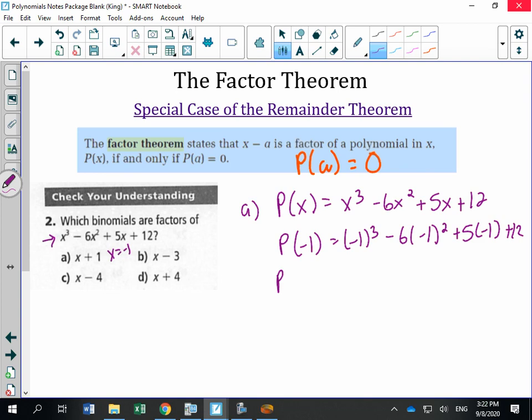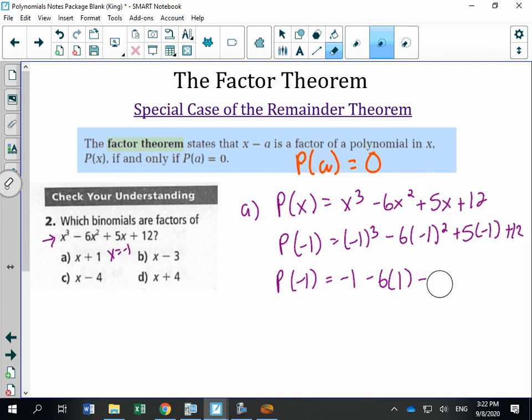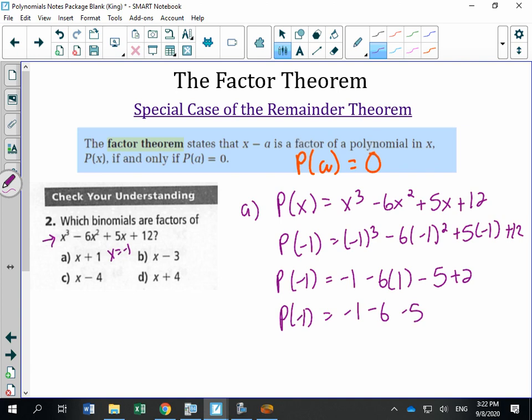P of negative 1, if you punched all of this into your calculator, actually I'll do one more step down, so that would be negative 1, negative 6 times 1 minus, that should be 5, plus 12. P of negative 1 is negative 1 minus 6 minus 5 plus 12. So let's see what we get. P of negative 1. That is going to be negative 7.